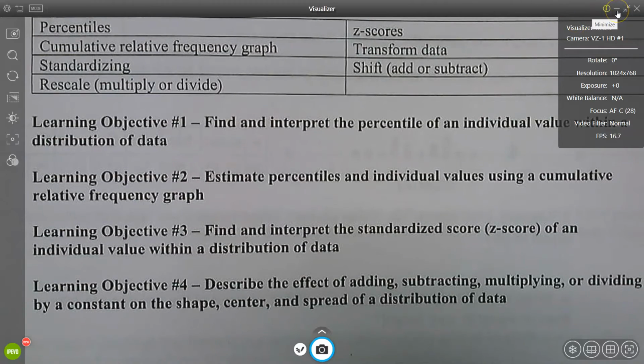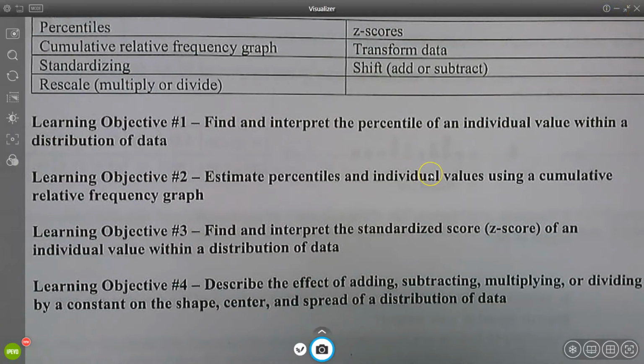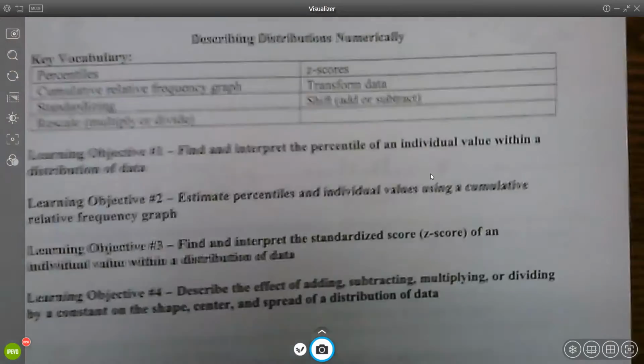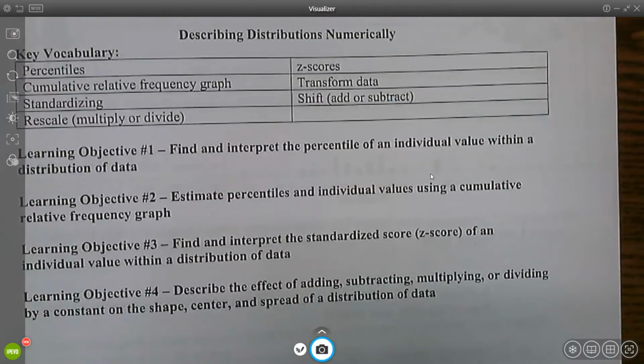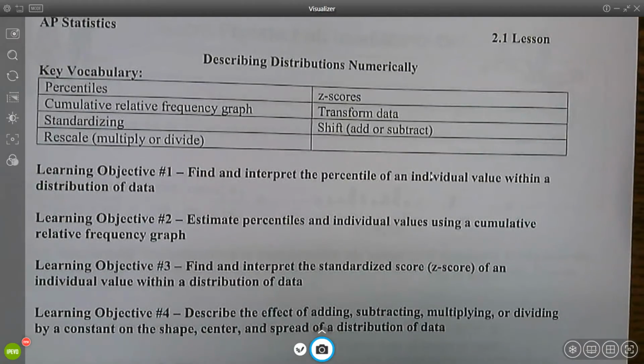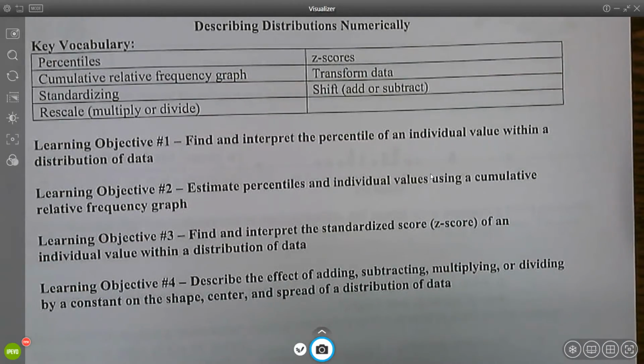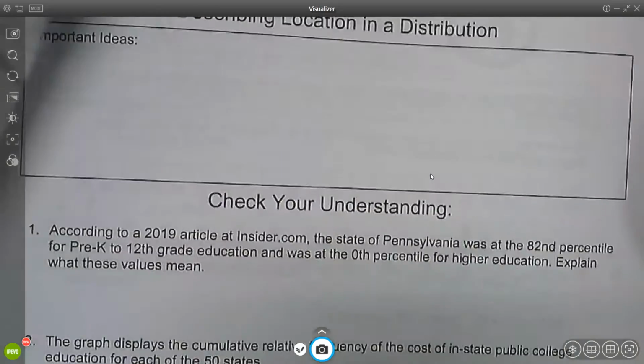All right, so in this video, what I want to do is make sure that you understand the key points of section 2.1. So I felt like people have a pretty good handle on percentile and things like that, and the cumulative relative frequency graphs, or the percentile graph. So I'm going to be focusing on the adding, subtracting, multiplying, and dividing.